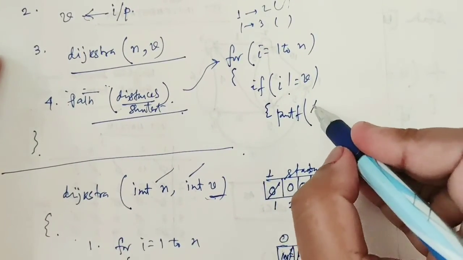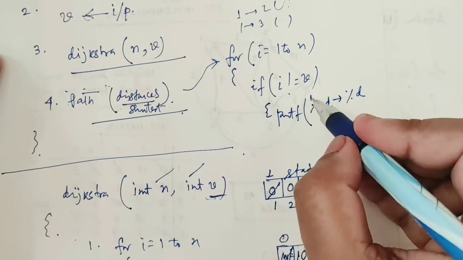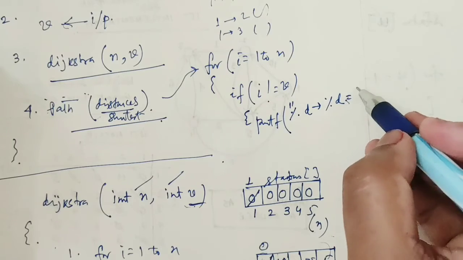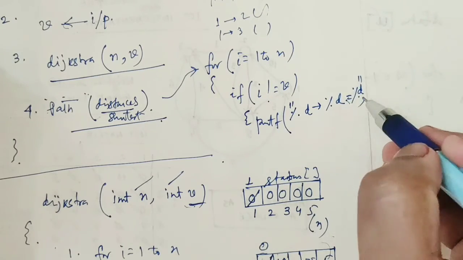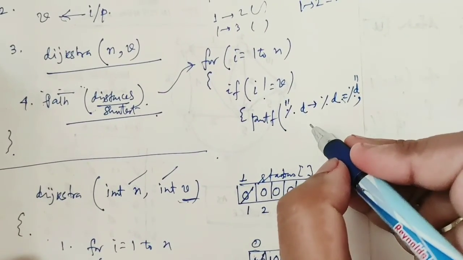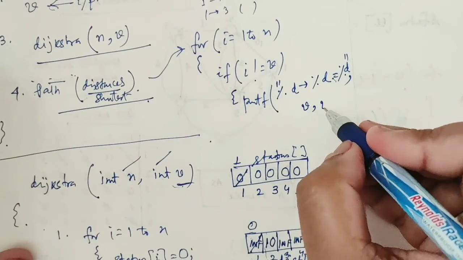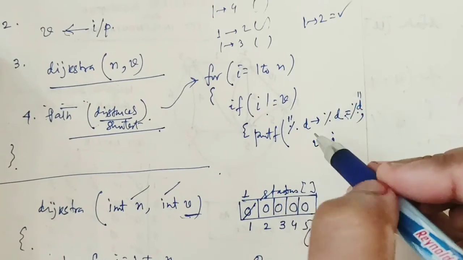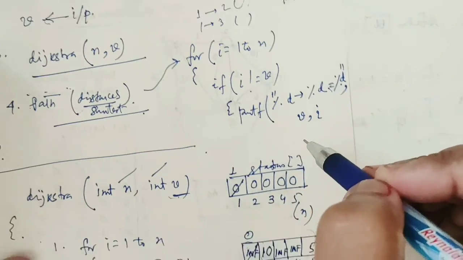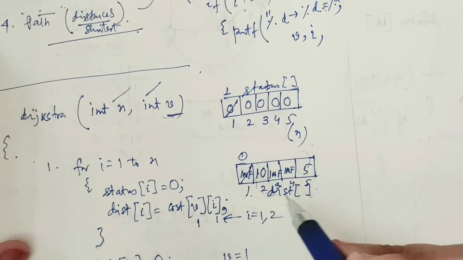So it is like percent d to percent d in double quotes, like 1 to 2, 1 to 3, and the cost equals percent d. So it will look like 1 to 2 with its cost. It is v because v is the source vertex, then i, so v to 2, v to 3, v to 4, because i is not equal to v, v to 1, that means 1 to 1, will not be displayed. And where the cost is stored, the shortest path estimate will be stored here.